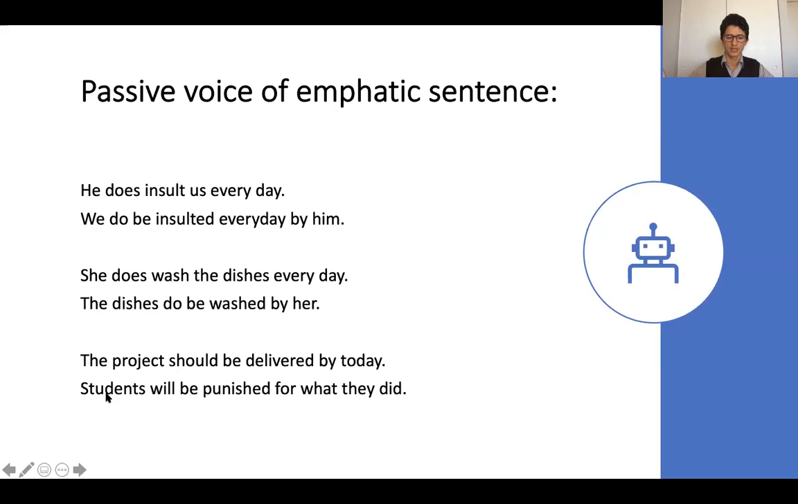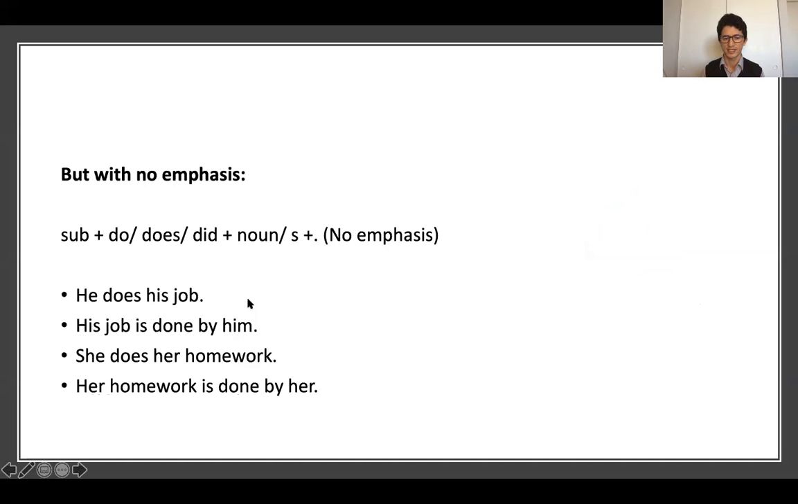Another one, the students will be punished for what they did. Students will be punished for what they did. Here also we put a stress on the will to show an emphatic sentence. Okay, guys? So we had six ways for making emphatic sentences, but remember here, when this structure is used, it is not emphatic.